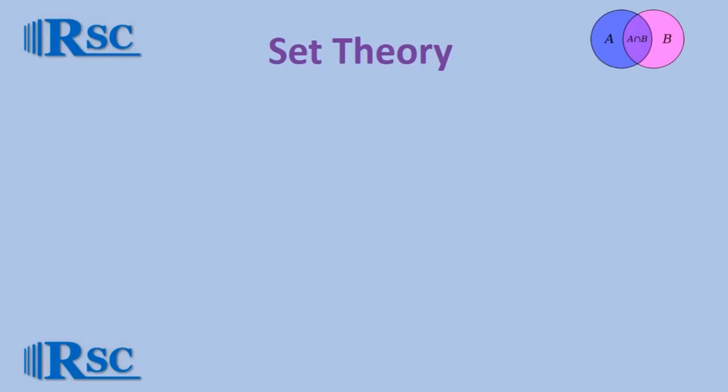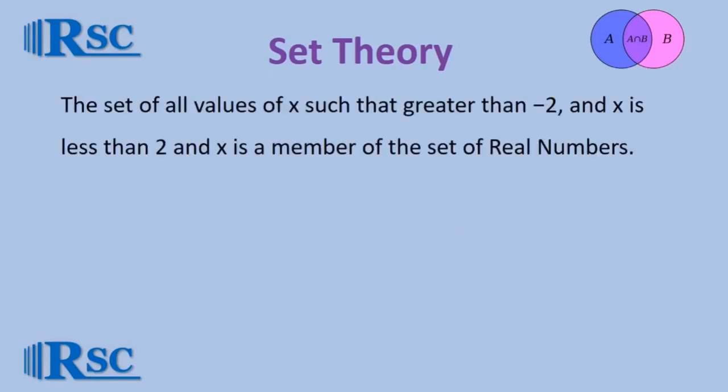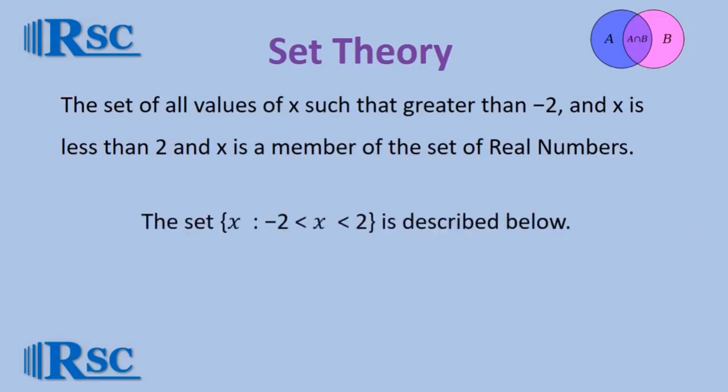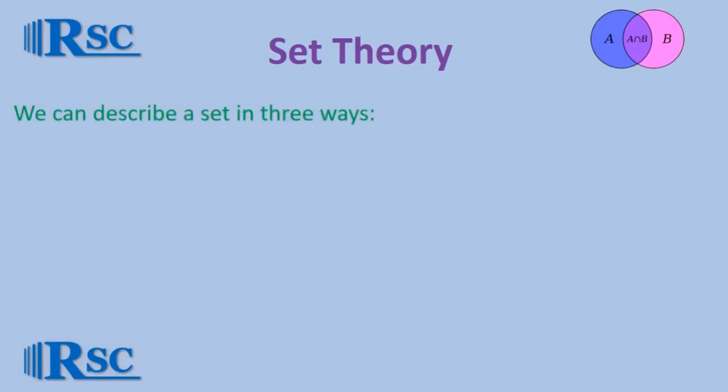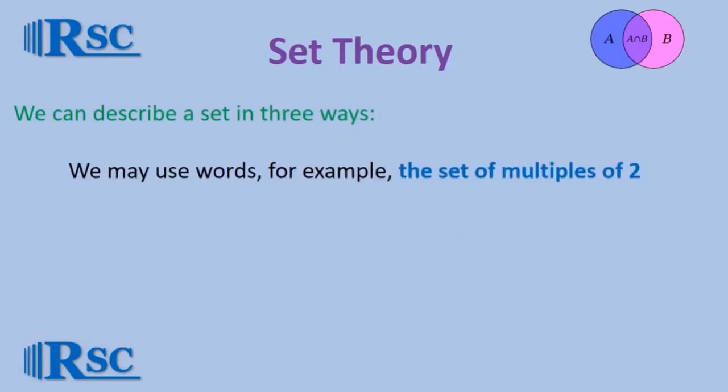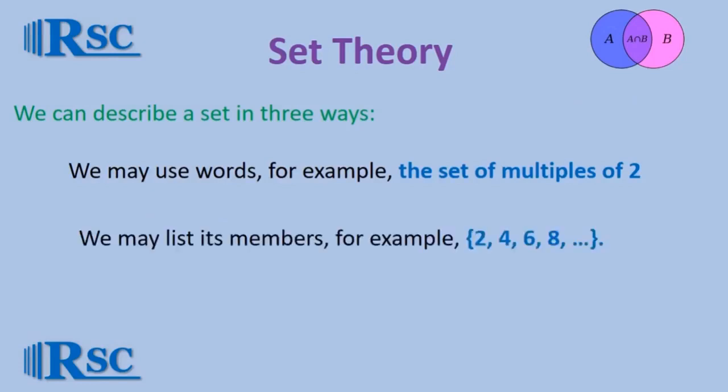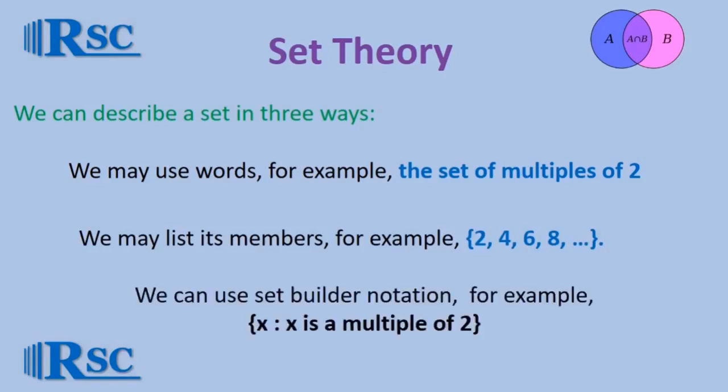Another example is the set of all values greater than -2 and less than 2. So this is shown in set notation here and also on a number line. So in summary, we can describe sets in 3 ways. Firstly, we may use words, for example, the set of multiples of 2. Then, we may list out its members in brackets, as seen here. And finally, we may use set builder notation, as seen here.